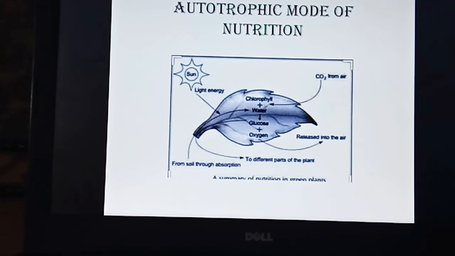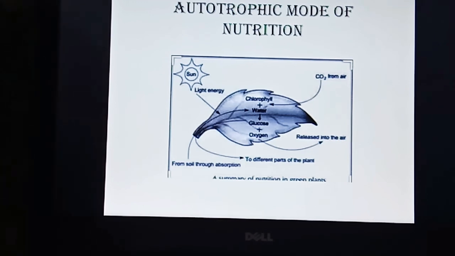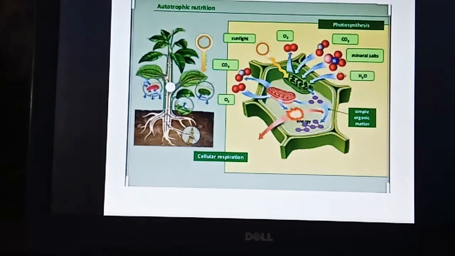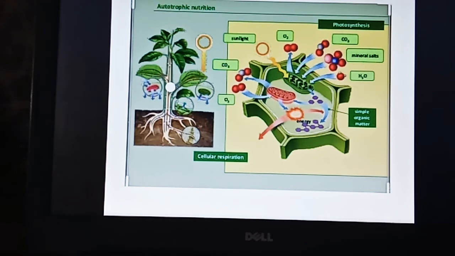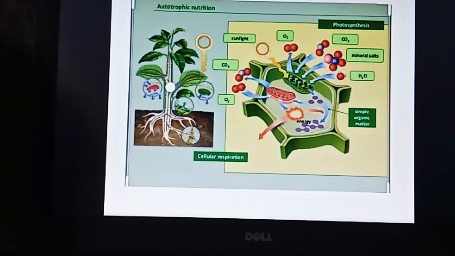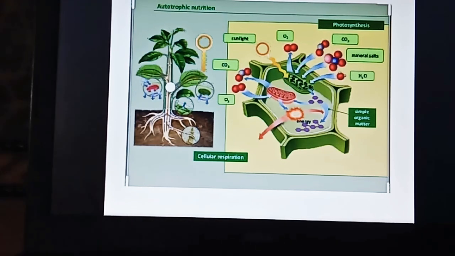Green plants achieve the autotrophic mode of nutrition by a process known as photosynthesis. Photosynthesis is the process of food preparation in green plants in the presence of sunlight. It is a process by which the plants use solar energy to produce carbohydrates from carbon dioxide and water. Simple inorganic compounds like carbon dioxide and water are therefore converted into complex organic compounds like carbohydrates under photosynthesis or the autotrophic mode of nutrition.